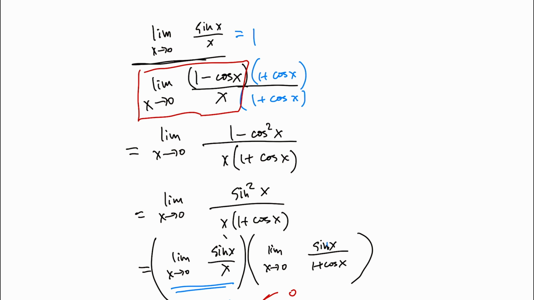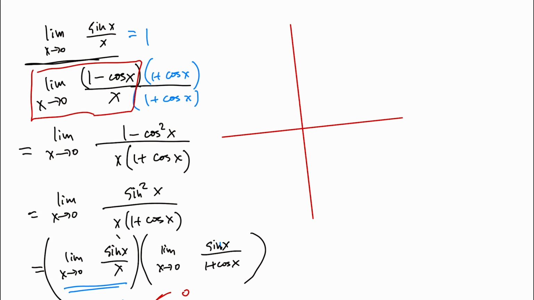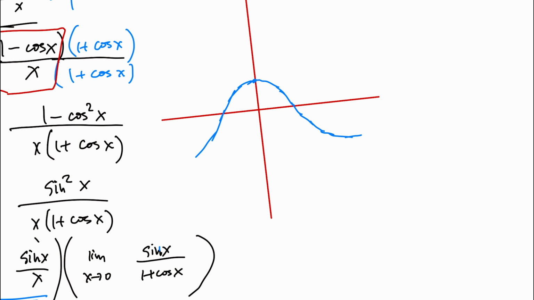Let's try to visualize this on a graph. We have the cosine graph over here, looking like this. So 1 minus cosine of x is just 1 minus this graph. If we have 1 minus this graph, that would be something like this.